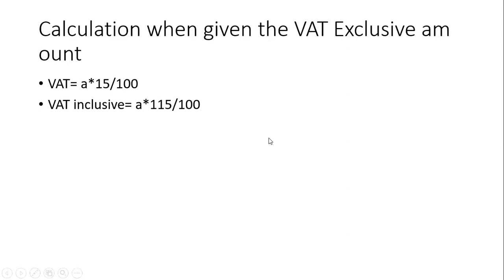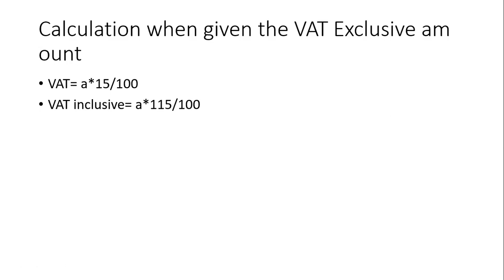And then calculation when given the VAT exclusive amount. If you're given the VAT exclusive amount, you're going to take the amount that you're given, the VAT exclusive, which is A in this case, you multiply by, you ask yourself, what am I looking for? VAT. If you're looking for VAT, you multiply it by 15, and then you ask yourself, what do I have? The VAT exclusive amount, and then you divide by 100. You're going to get the VAT amount for that transaction.